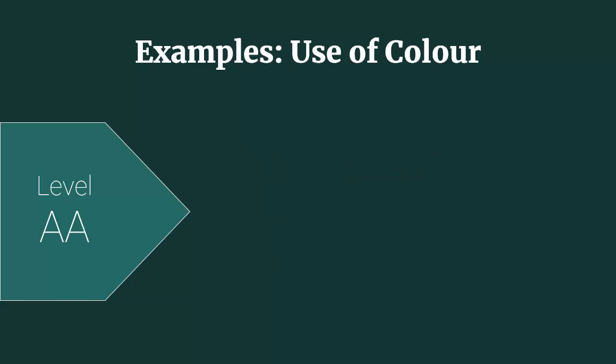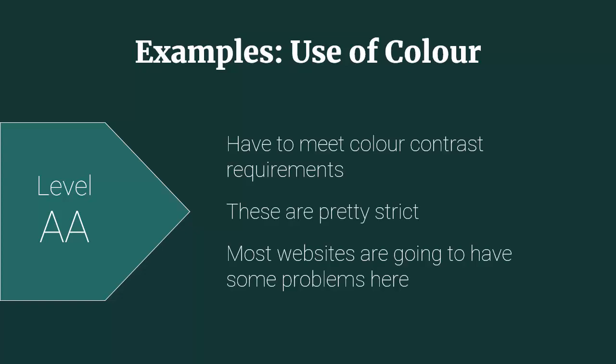Let's see what additional requirements come in at Level AA. You have to meet some colour contrast requirements. There are lots of online tools to check this, but the rules are fairly strict. The average website's going to have some problems with contrast and needs some of the colours adjusting to meet this Level AA requirement.